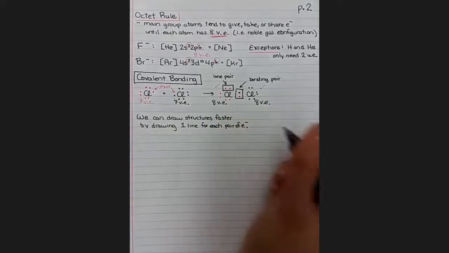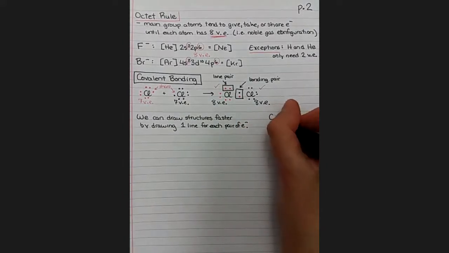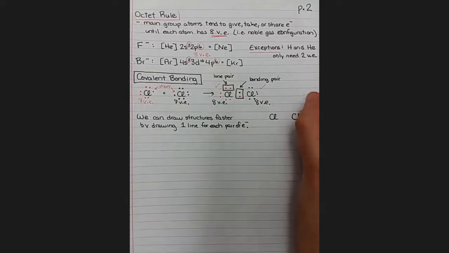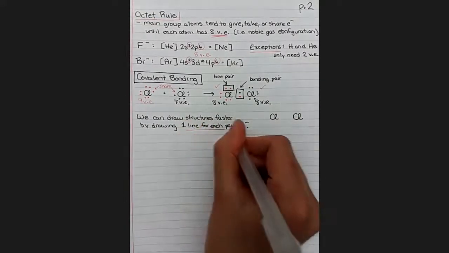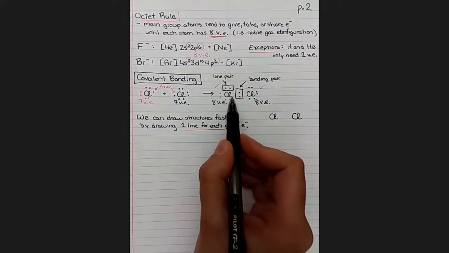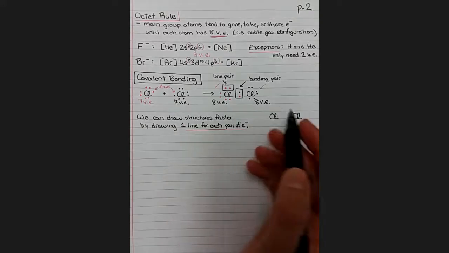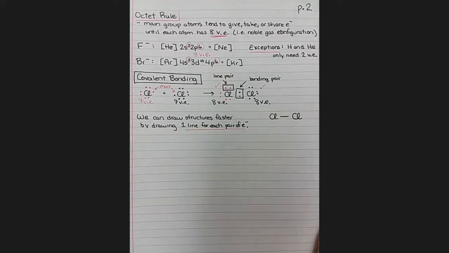Then we can count faster. Just need to make sure that you count carefully. So if I wanted to draw Cl2 in this faster style of drawing, we're going to use one line for each pair of electrons. So let's look here. There's one bonding pair of 2 electrons. So we'll draw one line connecting those 2.